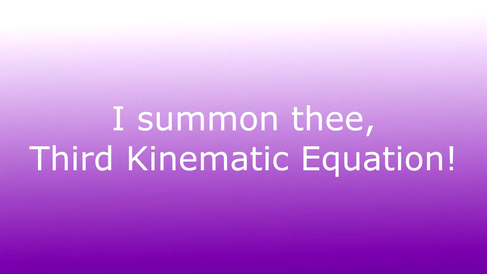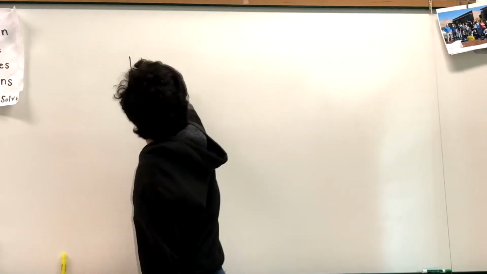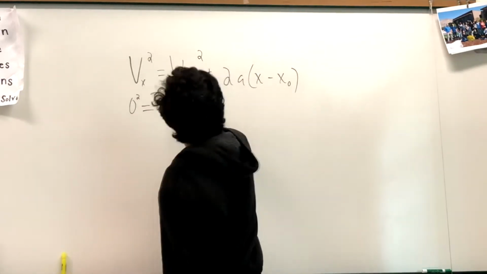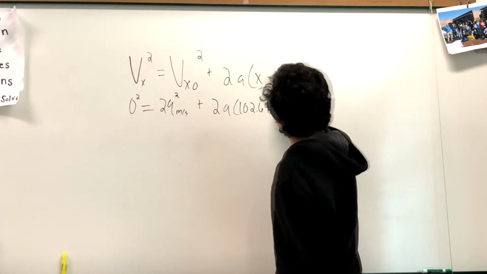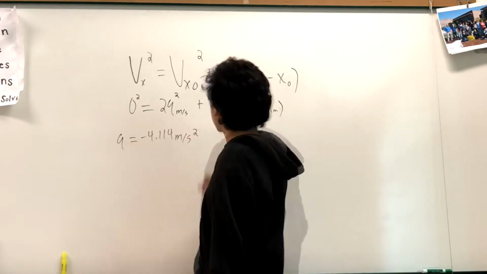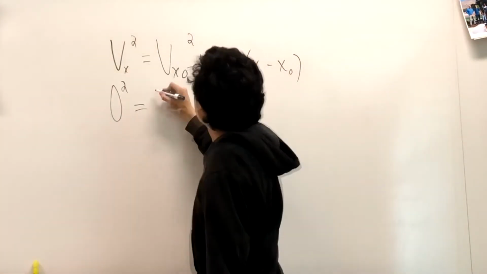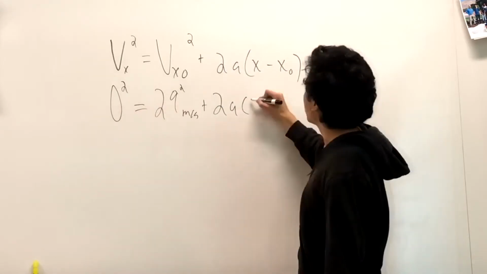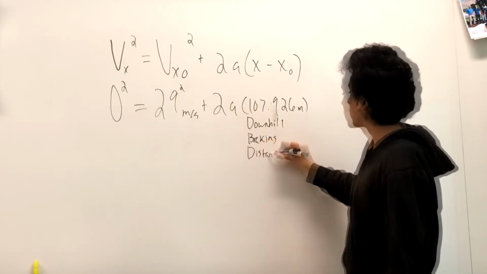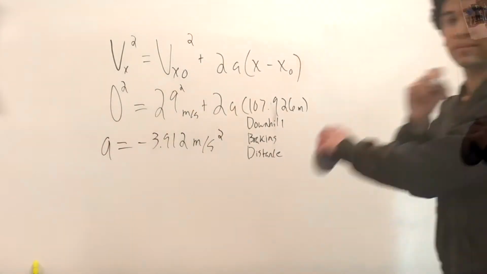We then used the third kinematic equation in order to find the acceleration for our car traveling uphill. The equation is velocity squared equals velocity initial squared plus 2 times acceleration times the distance traveled. We plug in our velocity of 29 meters per second, which is equal to 65 miles per hour, a braking distance of 102.641 meters, and a final velocity of 0 meters per second. We then calculate the acceleration to be negative 4.114 meters per second squared. For the downhill acceleration, we use the same equation and measurements, except we change our distance traveled to the downhill braking distance, which is 107.926 meters. We then solve for an acceleration of negative 3.912 meters per second squared traveling downhill.